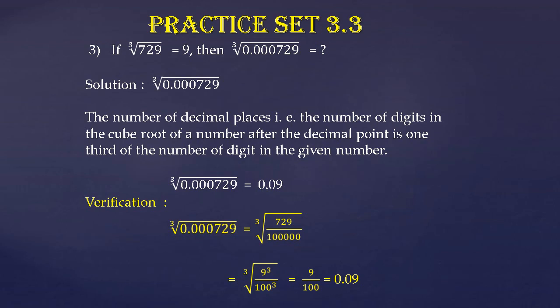You can verify the answer by using laws of indices. Cube root of 0.000729 can be written as cube root of 729 upon 1 lakh, which is equal to cube root of 9 cube upon 100 cube, which is equal to 9 upon 100, and it can be written as 0.09. Therefore, our answer is correct. Let us solve some examples for practice.